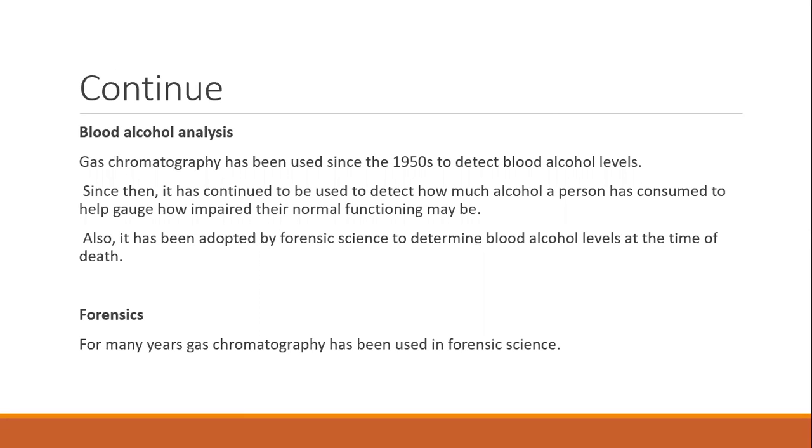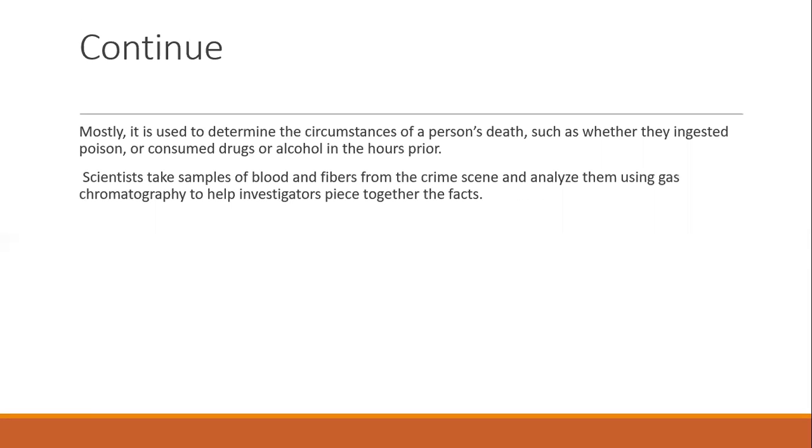In forensics, gas chromatography has been used for many years. Mostly, it is used to determine the circumstances of a person's death, such as whether they ingested poison or consumed drugs or alcohol in the few hours prior. Scientists take samples of blood and fibers from the crime scene and analyze them using gas chromatography to help investigators piece together the facts.